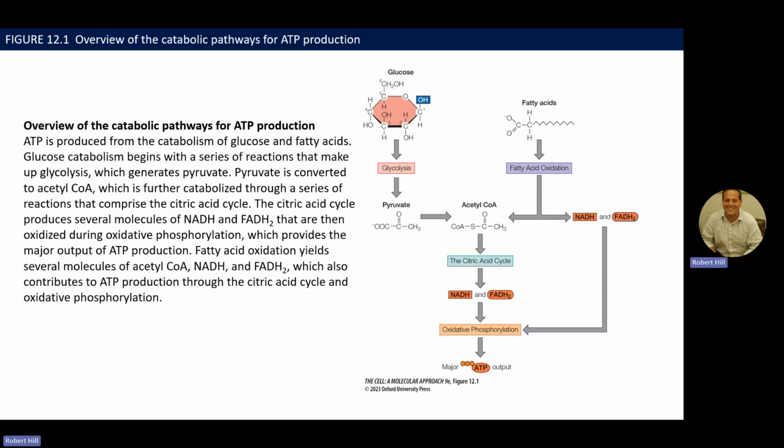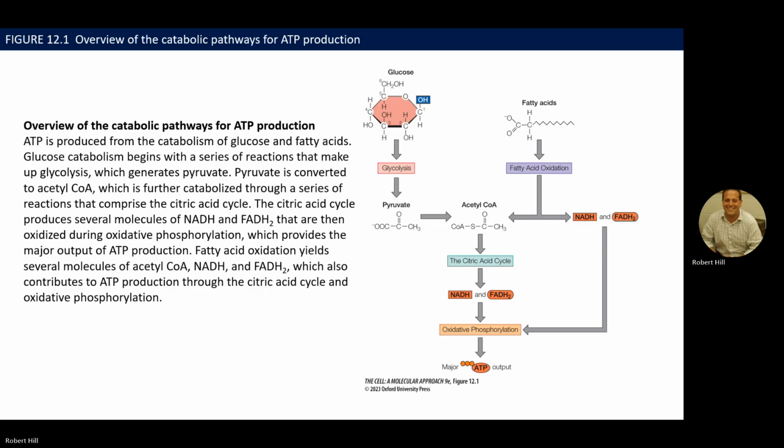But remember, the goal of this whole thing is to make ATP. And glycolysis does produce ATP. In fact, for every molecule of sugar, it produces 4 ATP molecules. Okay. So that's 2 of the 3 things.